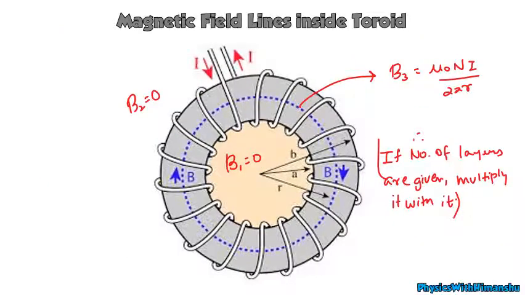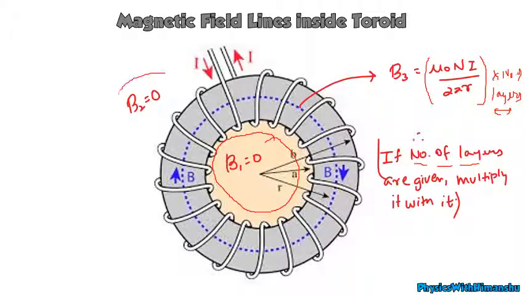Okay, remember one thing. If the number of layers is given in the question, suppose it is given that there are four layers of the toroid, then you have to multiply this magnetic field with the number of layers. In this region, the magnetic field will be equal to 0. The outer magnetic field will be equal to 0. So the magnetic field will be only inside the core of the toroid, and its value will be mu naught N i divided by 2 pi r. And if the number of layers is given, then multiply with the number of layers.